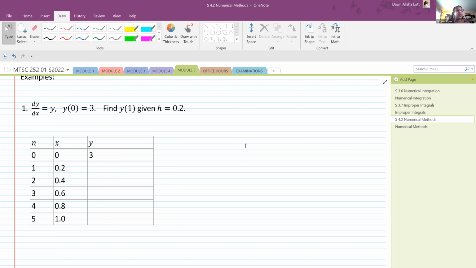So dy/dx is equal to y. This is a first order differential equation. I'm telling you, when x is 0, y is 3. So the first point is (0, 3). So we're starting at (0, 3). And I want to get to what y of 1 is, given I know that h is equal to 0.2.